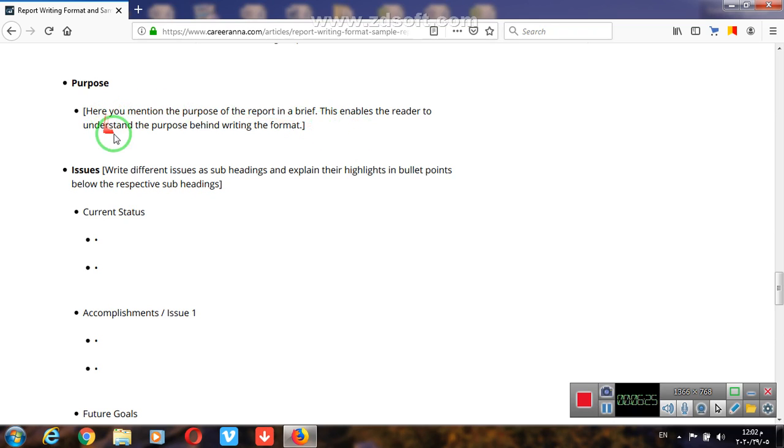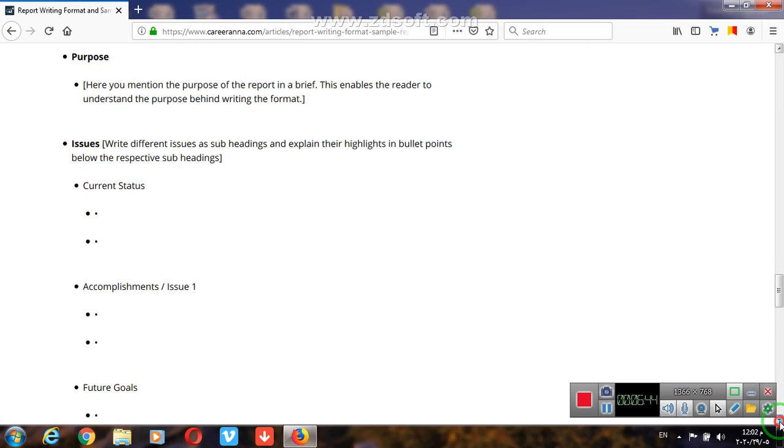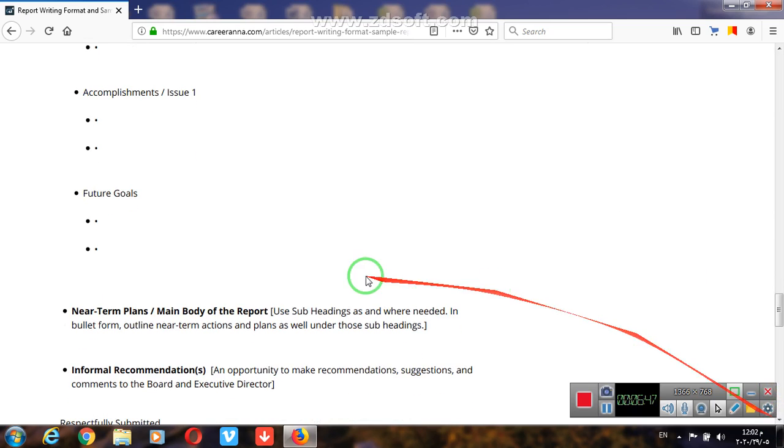This enables the reader to understand the purpose behind writing the report, and this is extremely important. We never forget our purpose out of our writing. Issues. Write different issues as subheadings and explain their highlights in bullet points below their respective subheadings, like that, current status, and you mention the subheadings. Also, you can mention the accomplishments, issue 1, and you state them. Future goals, near-term plans, main point, main body of the report. Use subheadings where needed.